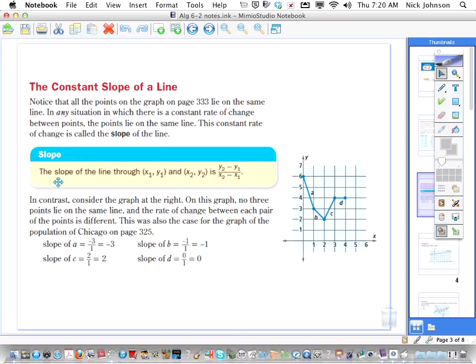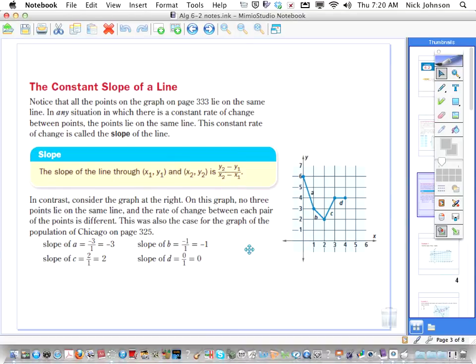Slope of a line is similar to rate of change. You have 2 points, (x1, y1) and (x2, y2). Slope is y2 minus y1 divided by x2 minus x1.